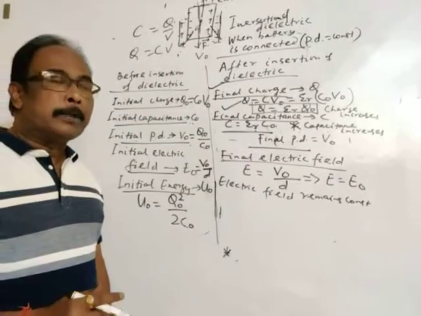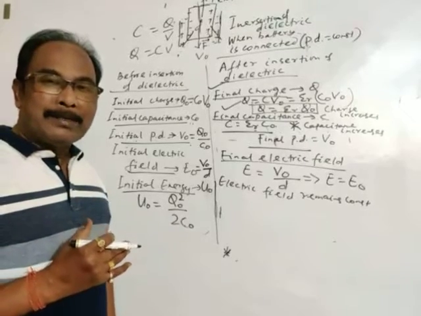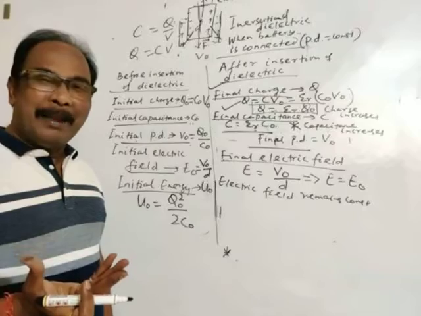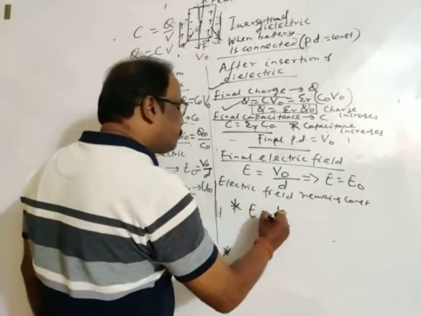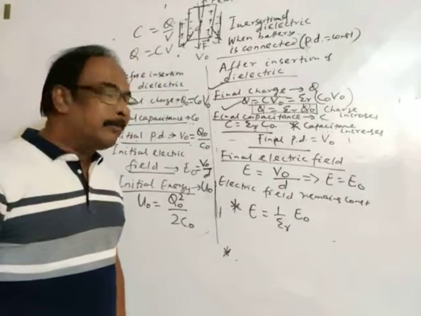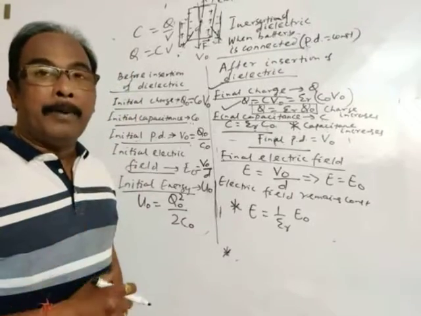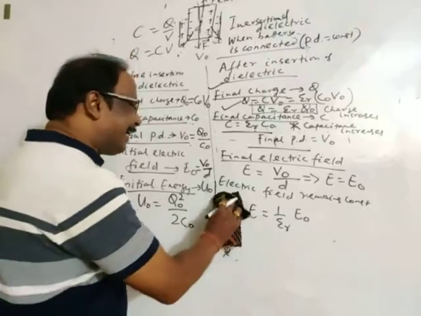Of course, some confusion may arise. Usually, we do discuss that electric field decreases in the presence of a dielectric medium. Electric field in a dielectric medium is 1 by epsilon r times that of electric field in air or vacuum. This is the general discussion. But in this case, electric field will remain constant.